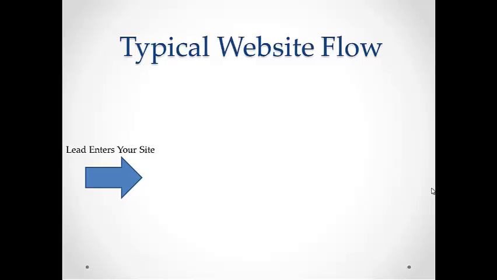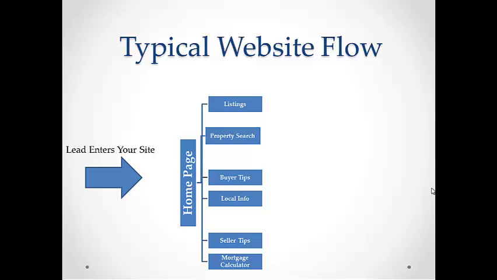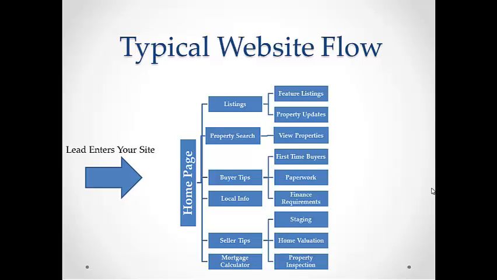So let us look at a typical website flow. So we just talked about the several functions of a website, but let's just diagrammatically look at a typical flow and see what the illustration looks like. So a lead enters your website and they hit the home page. Now, on the home page, there are several different options. The user can look at listings, they can do a property search, they can get buyer tips, local info, seller tips, mortgage calculator. Now, each one of these has some sub features.